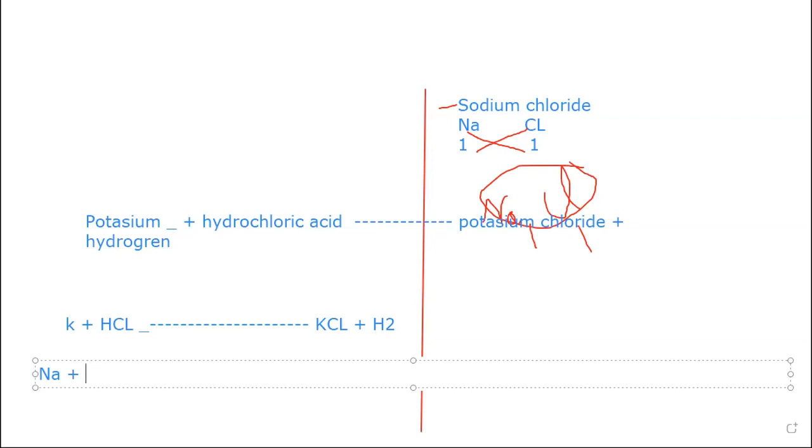Na. And I say sodium plus sulfuric acid. What is the symbol of sulfuric acid? H2SO4. Yes, H2SO4. H2SO4. Okay.